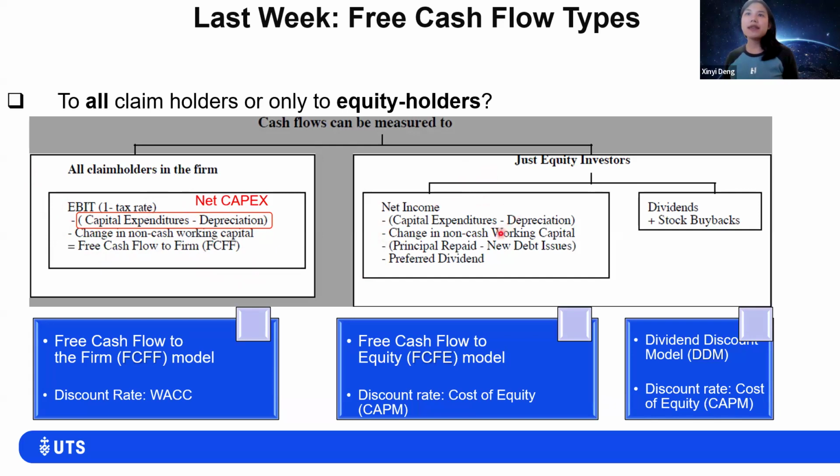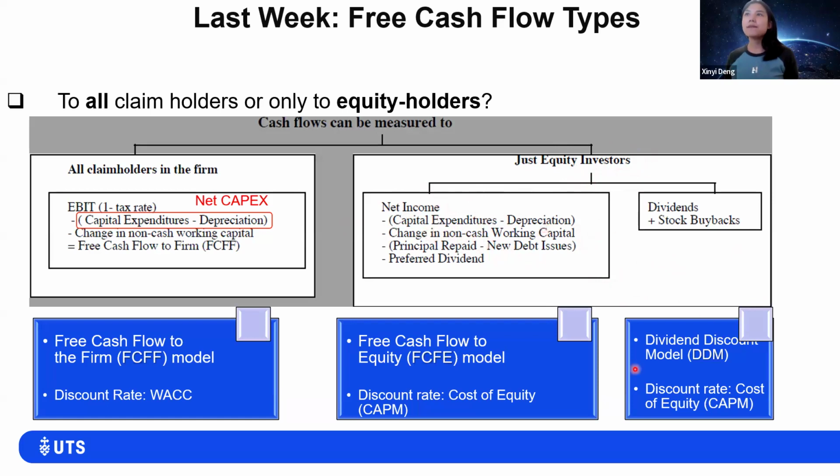On the other hand, if we are measuring equity value, we should be using cash flows that are available just to the equity investors. Those cash flows can either be the free cash flow to equity, FCFE, or the dividends. Last week, we learned that FCFE is FCFF, subtracting the tax-adjusted interest payment, plus the net debt. It is denoted in this formula here.